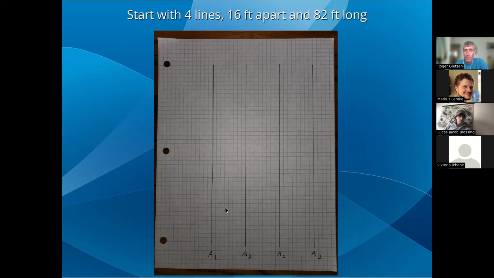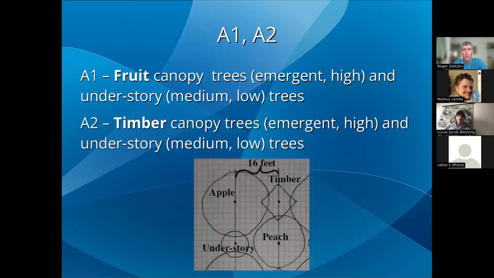So in some ways, it's actually very similar. This would be almost like 3 meters, especially if I did 20 feet. They're a little closer. Okay, so yeah, that's 16 feet. And here again, I use the same strategy where I have a sun-loving tree, the emergent or high, paired with a shade tree, medium or low.